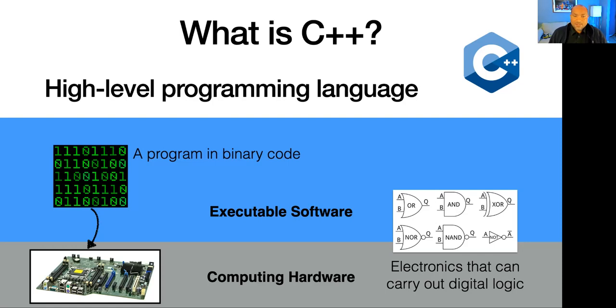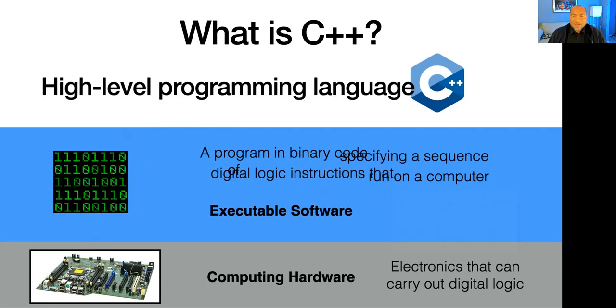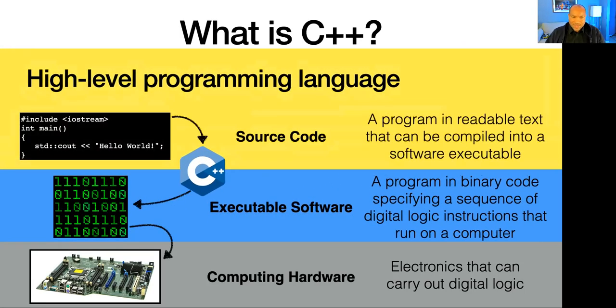We should note that this binary code is really specifying a sequence of digital logic instructions that run on top of this computer. I can't program in ones and zeros. It'd be tedious to sit there and tweak every little one and zero to make your program work. And so what you have instead is a high-level programming language. This is something in readable text, and you have to understand the language.